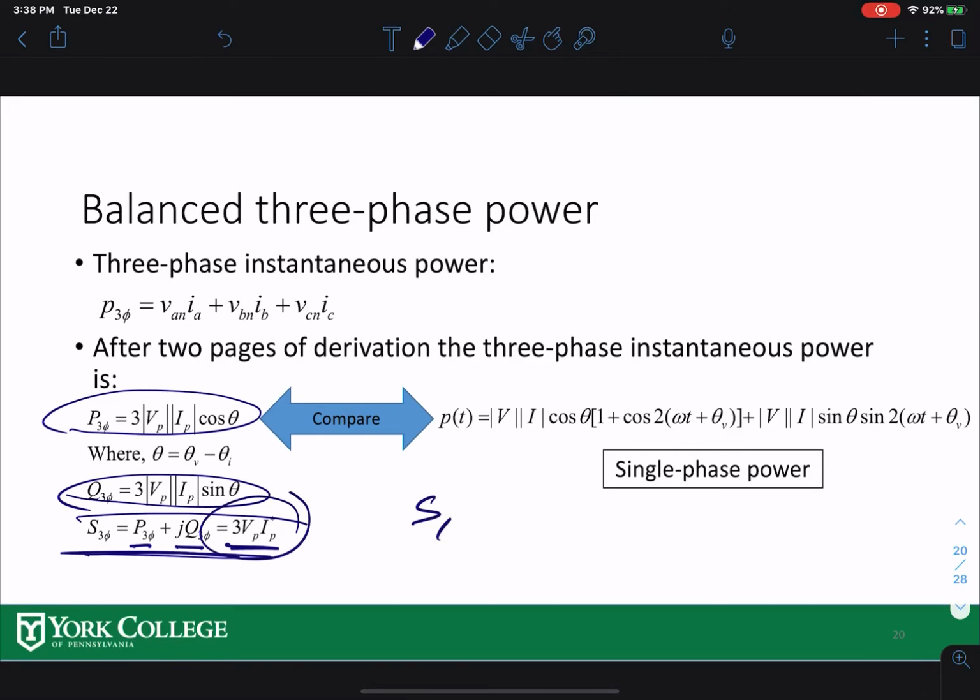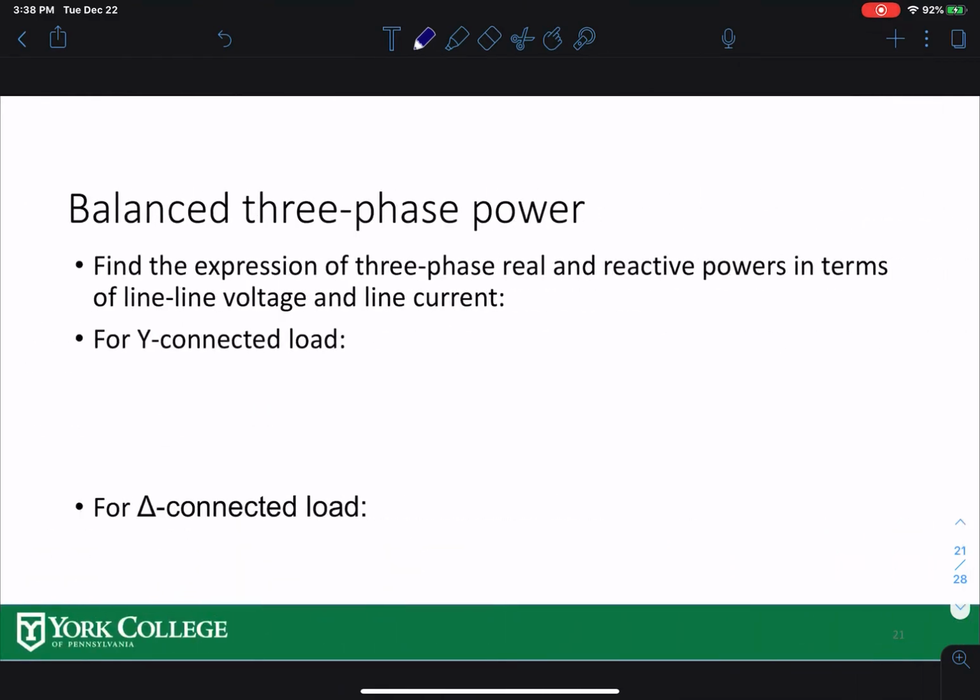Remember that for single phase, you have V I conjugate. Here for three phase, I have 3 times phase voltage times phase current conjugate. So that is the three-phase complex power. We're going to go a little bit more into that in the next slide. So balanced three-phase power for Y-connected load, right? So here you have S, right?